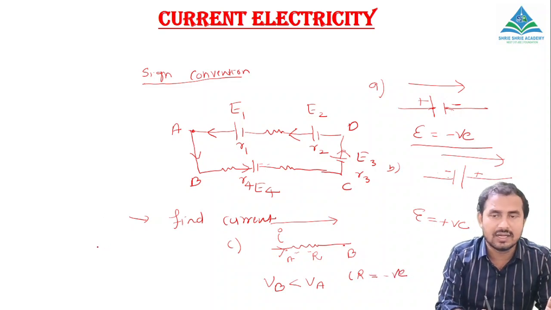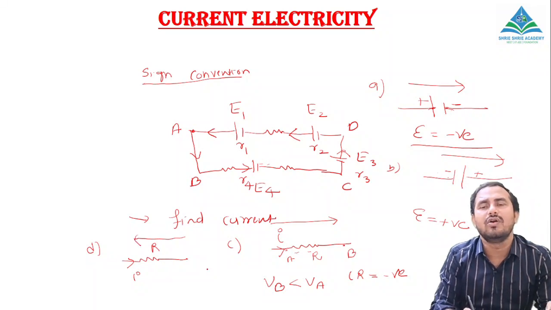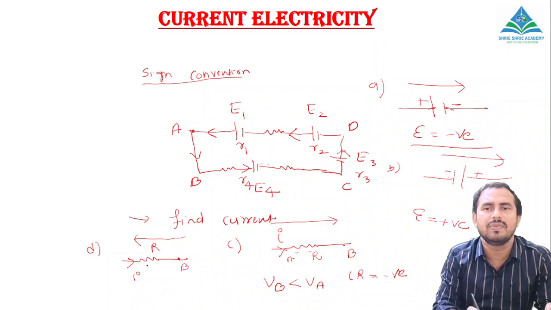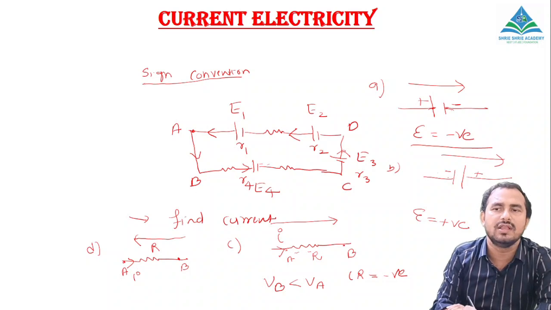The last condition is when again you are going through a resistor. So this is the current, same thing, resistance is R. Now you are going opposite to the direction of current. This is B and this is A. So actually you are going from B to A, from low potential to high potential. So for this condition you will write IR is positive.